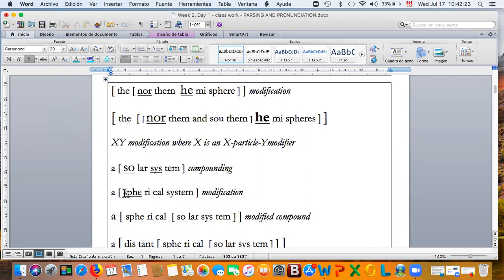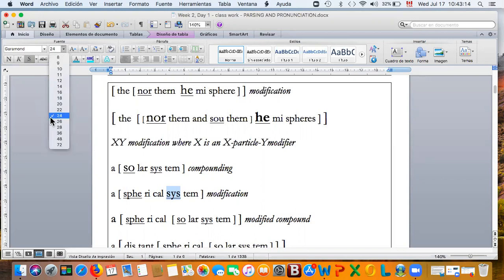Now, here we've got modification. We have a system, and that system is spherical. Notice here that we had a system, but we couldn't say that the system was solar. That makes no sense. We use the word solar to say what kind of system it is, and that's probably why we pronounce solar system as a compound. But here, we've simply got a spherical system. A spherical system. This is where the dictionary accent goes. It's also where the extra accent goes. A spherical system.